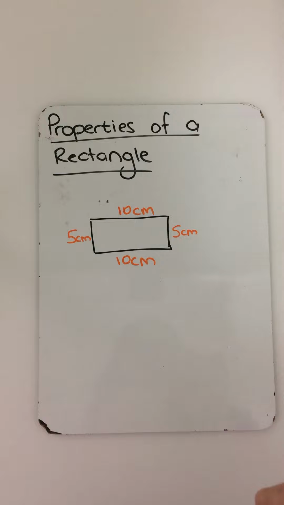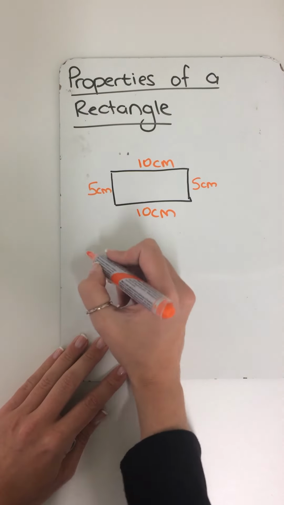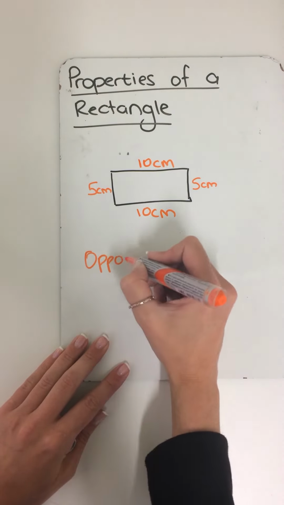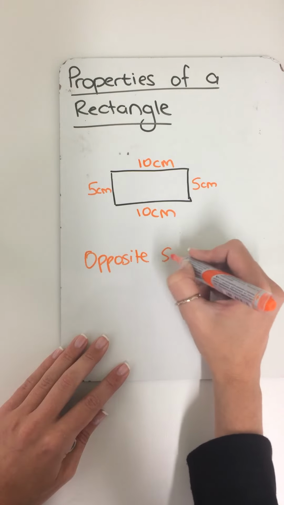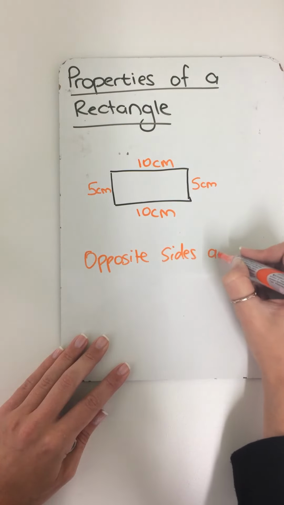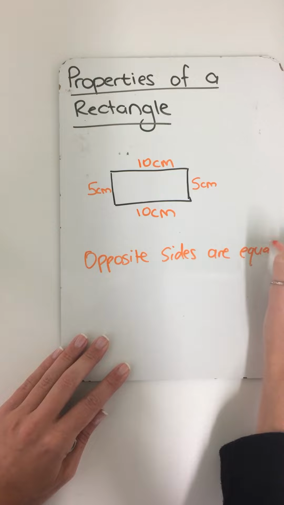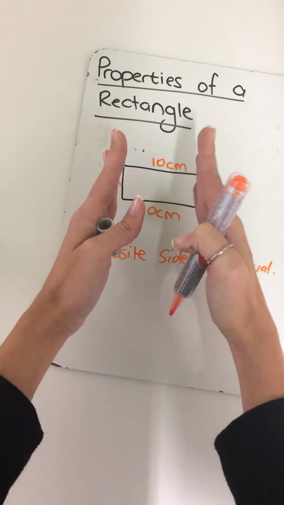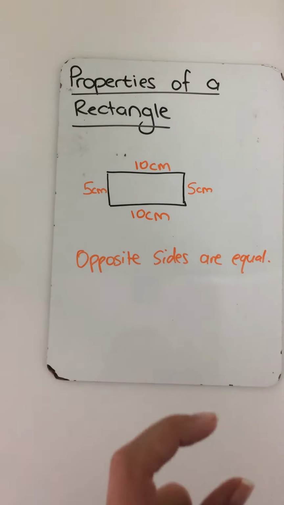So in a rectangle, we know that opposite sides are equal. So the opposite sides, meaning the ones facing each other, are equal in length.